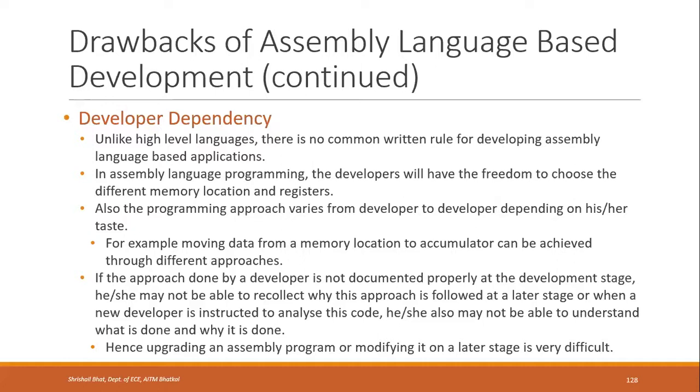Moving data from a memory location to the accumulator can be achieved through different approaches. There are different addressing modes, right? Different ways to write an assembly program. It depends completely on the developer. So if the approach followed by a developer is not documented properly at the development stage, that means if he has not written the comments properly, he may not be able to recollect why this approach was followed at a later stage. The developer himself might not be able to understand why he has done this without proper documentation. Or when a new developer is instructed to analyze this code, he may not be able to understand what the previous developer has done and why.